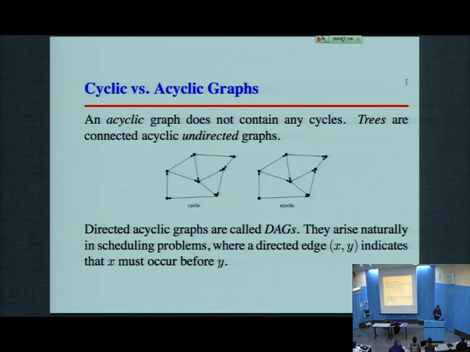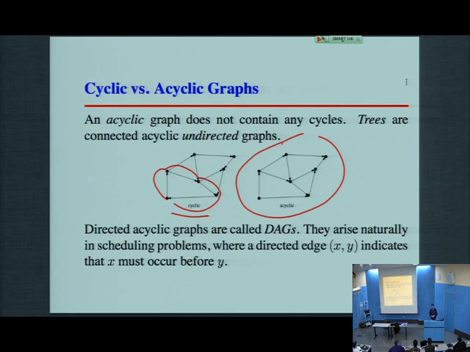Another issue is cyclic versus acyclic. A graph is cyclic if it has a cycle in it. Here, I believe this is a cycle because I can go from here to there, to there, to get back to another place. If a graph has a cycle, it is called cyclic. If a graph does not have any cycles, it is called acyclic.